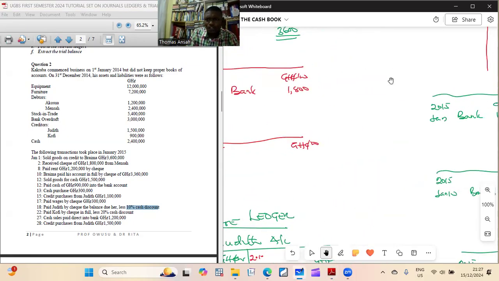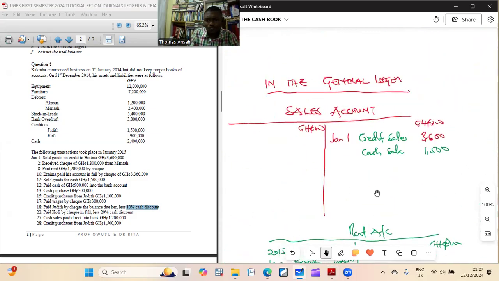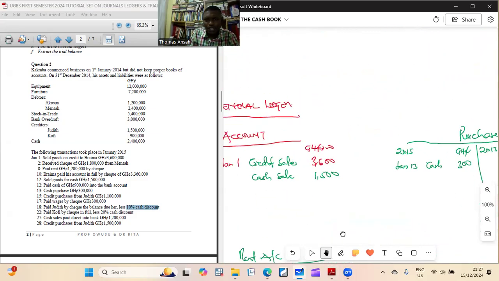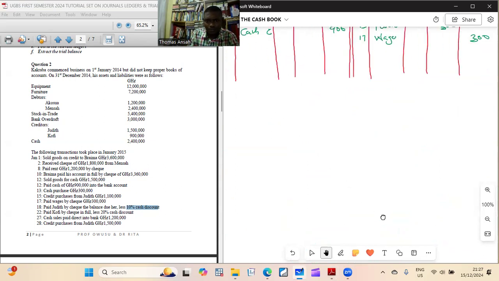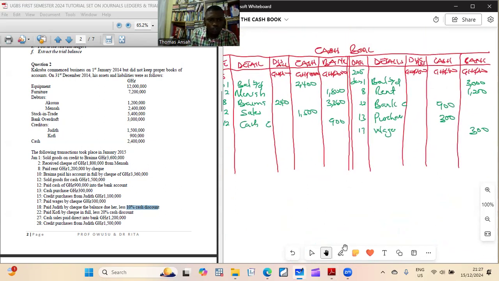Take note of that. So when you go to the cash book and you are paying the Judith lady, when you pay, you're actually paying 2,500, but you had a discount from that. So on 18th, January 18th, you put in here Judith.